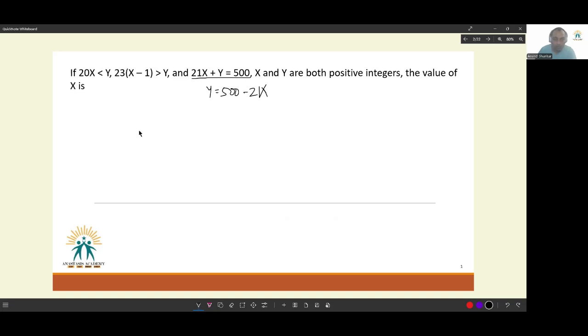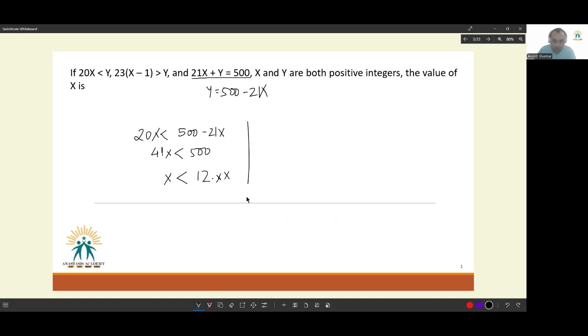The first inequality gives us 20x is less than 500 minus 21x, or 41x is less than 500, or x is less than 410 plus 90. So 12 point something something.